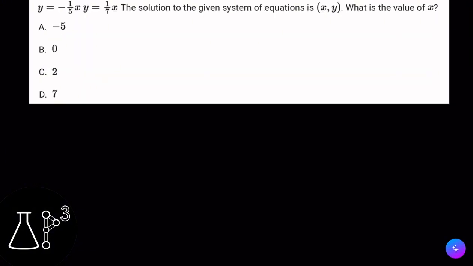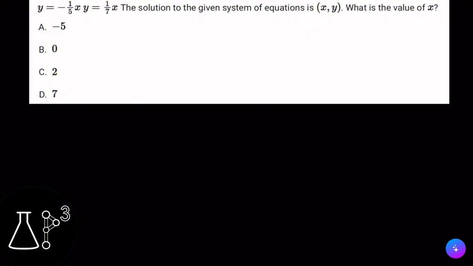Now let me look at this question. I'm given y equals negative 1 divided by 5x, and y equals 1 divided by 7x. The solution to the given system of equations is (x, y). What is the value of x?